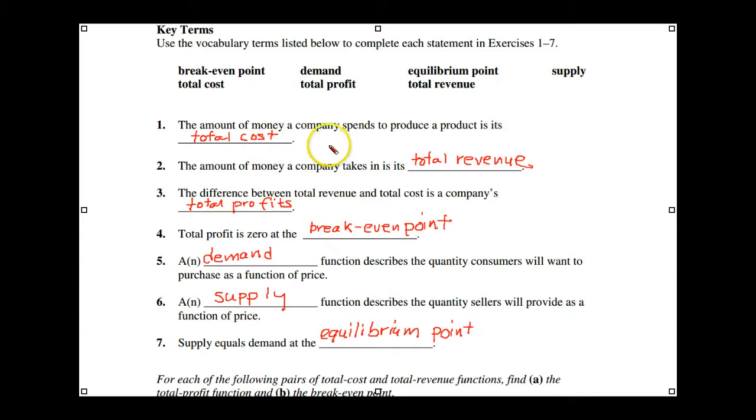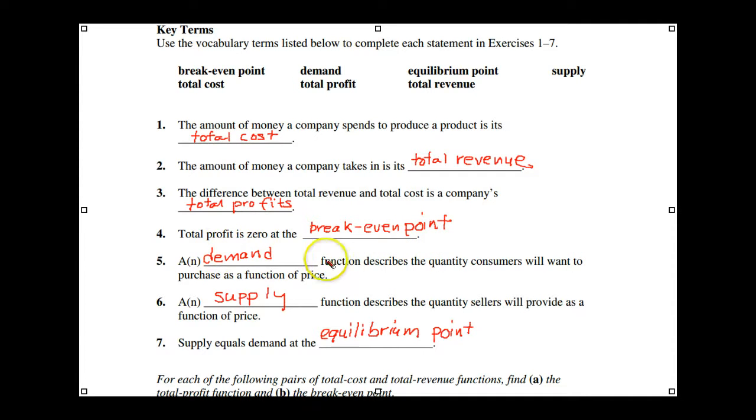So the amount of money a company spends to produce a product is its total cost. Makes sense. The amount of money a company takes in is total revenue. And the difference between the two, if it's in the plus, it's profit. If it's in the minus, it's loss. Here they're asking for profits. When the profit is 0, you're at that point of intersection, which is the break-even point.